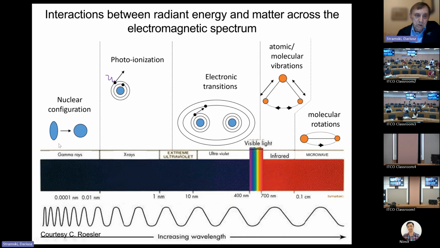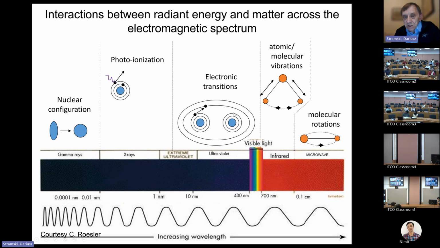So in the region of very highly energetic radiation, we have changes in nuclear configuration within the range of gamma rays, then X-rays, photoionization, where electrons can be ejected from atoms, so leave the atom. And if we move to the electromagnetic region most relevant to us, we start looking at electronic transitions, the changes in orbital shells, so the distribution of electrons around the nucleus. That is relevant to UV and visible spectrum.